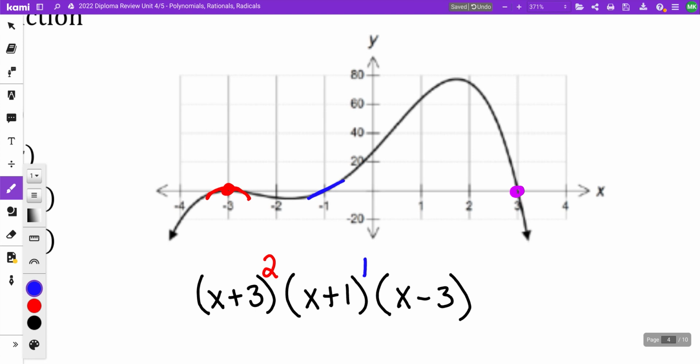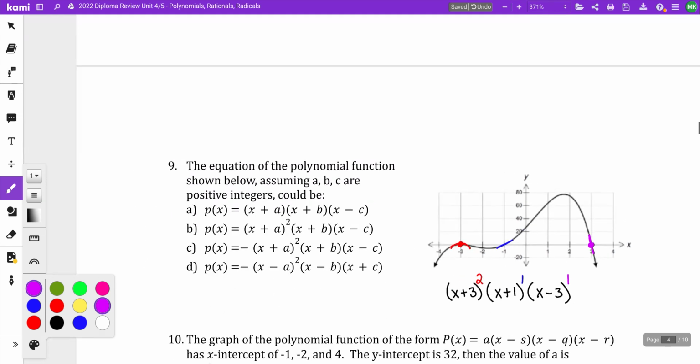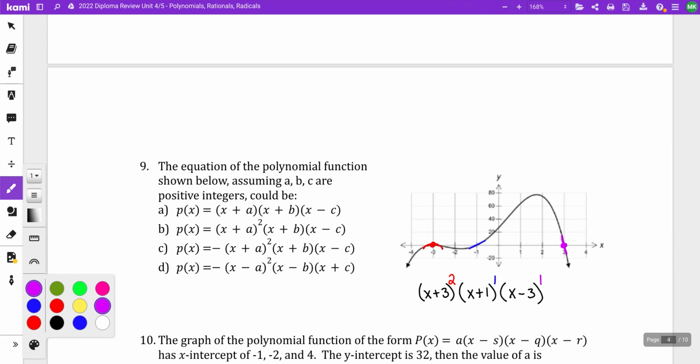If you look at 3, the purple one, that's very clearly just a slash right through it. Also multiplicity 1. So this is x plus 3 squared, x plus 1 to the power of 1, x minus 3 to the power of 1. They didn't put values, they put a, b, c. So it would be b.